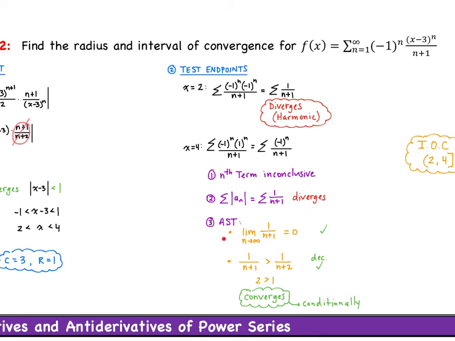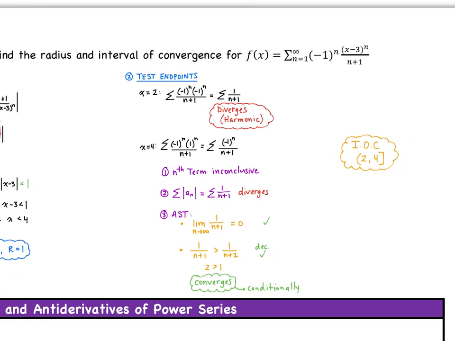So now we're going to the alternating series test. So we're going to take the limit as n goes to infinity of that 1 over n plus 1, which does in fact equal 0. Showing that we are decreasing, 1 over n plus 1 is in fact greater than 1 over n plus 2. We would get 2 is greater than 1. So it is decreasing. Therefore, it converges conditionally, but that's not as important. It converges at x equals 4.